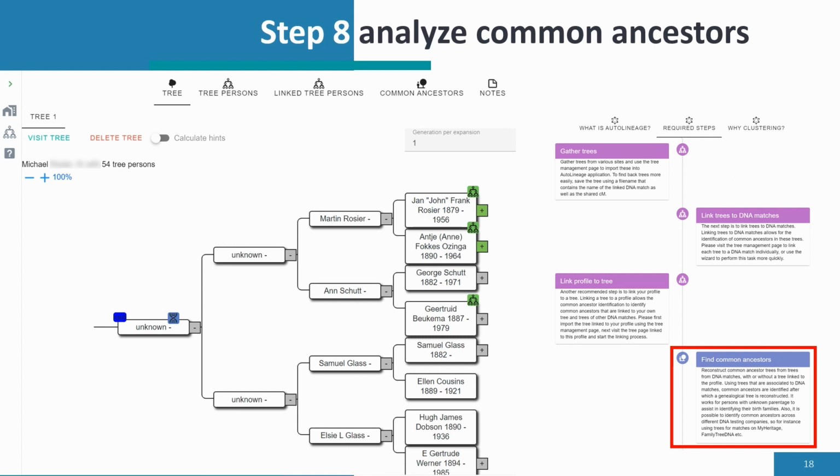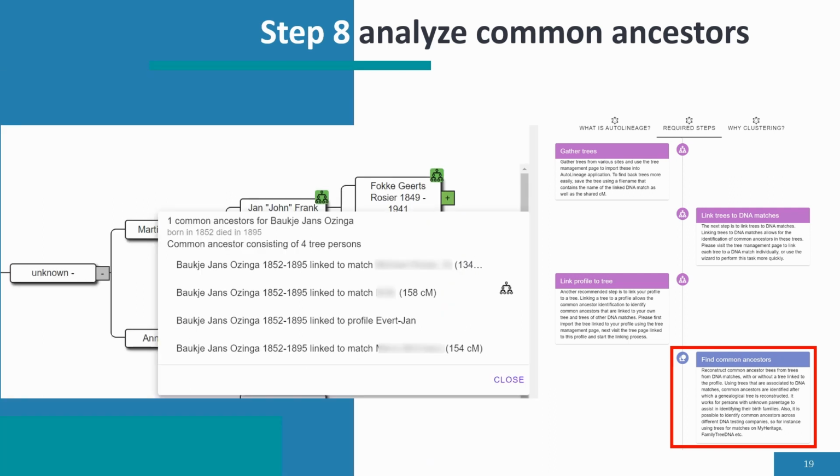The green tree symbols that are overlaid for certain tree persons indicate that the concerned tree person is a member of a common ancestor. The plus symbol at the right can be used to expand the ancestor tree. A green plus symbol is an indication of a more distant common ancestor. Clicking on the green tree symbol brings up a dialog with more information about which other tree persons are found to be similar to the selected tree person. In addition, the linked DNA match or profile information is mentioned as well, and clicking on a similar tree person will bring up a page with detailed tree person information.